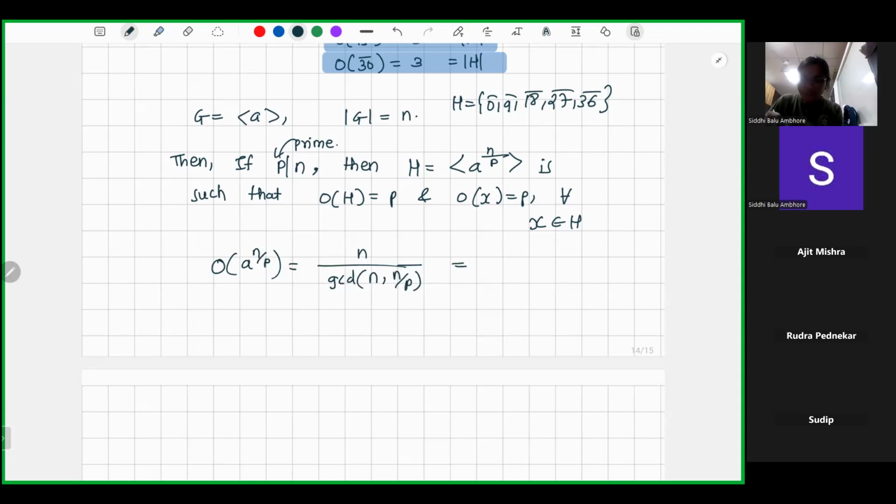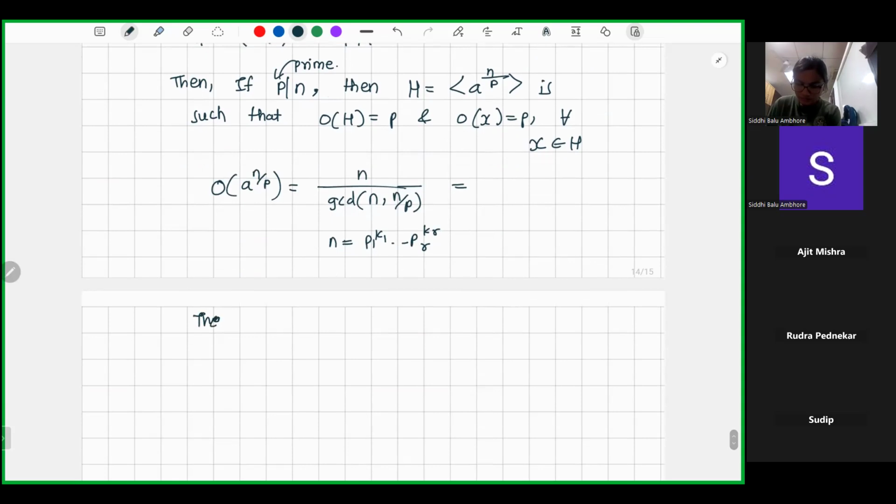See, this P is such that P anyway divides N. What we are doing here is, if N was P1 power K1 ... PR power KR, and PI divides N, then GCD of N comma N by PI will be what? It is P1 power K1, and so on, PI power KI minus 1, and continues to PR power KR.